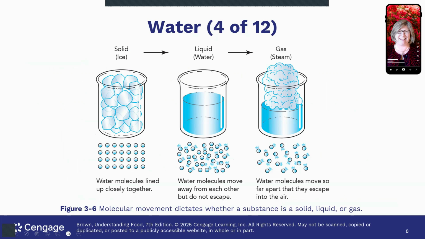Here you have your 3 states of water. You have ice, which is solid and has molecules lined up closely together. You have liquid water, which we just call water, and then we have it in a gas form, which is steam. And you'll notice that in water, water molecules move away from each other but do not escape, whereas in steam or gas, they move so far apart they escape into the air.